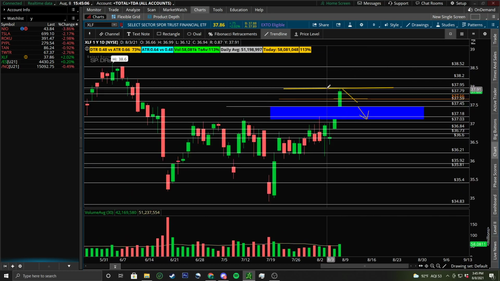If it doesn't retrace, we're looking through 38 flat for a continuation to 38.20 and even 38.50/38.60, which was the recent high. So that's what we're looking at for a bunch of financials. You saw the financial list.